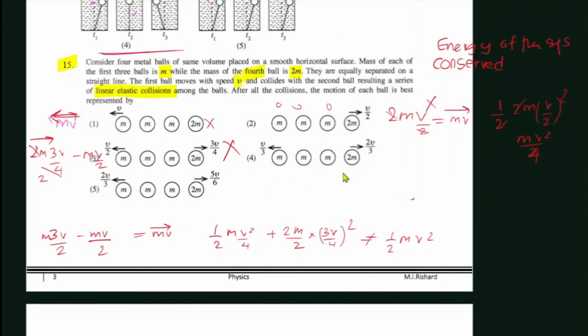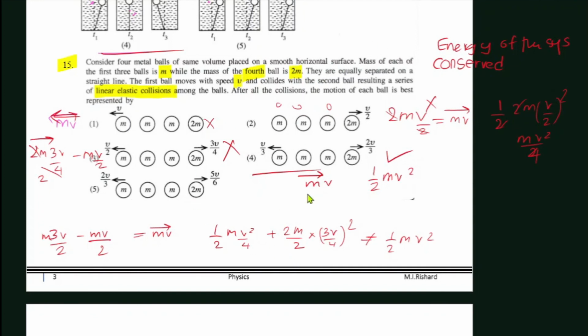But if you apply conservation of linear momentum to this system, you will get mv in this direction. And when you apply the total kinetic energy of the system, you will get half mv squared. You can apply this and see. So therefore this is the answer. The fourth one is the answer.